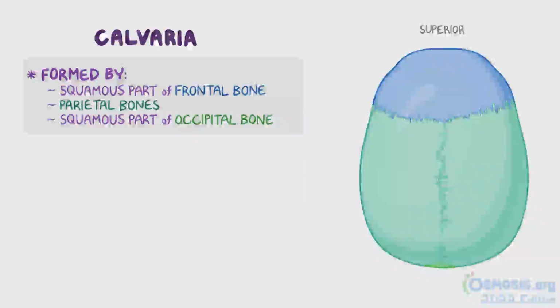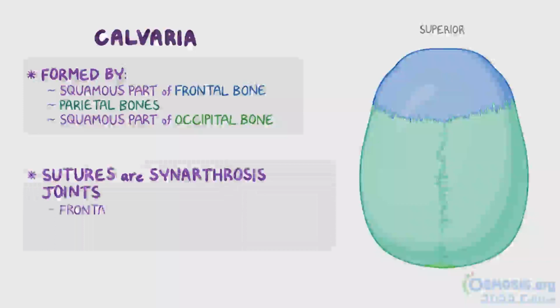surface, and the most relevant features here are the sutures between the bones that comprise it, which are all synarthrosis joints. Between the frontal and both parietal bones, there's the coronal suture.